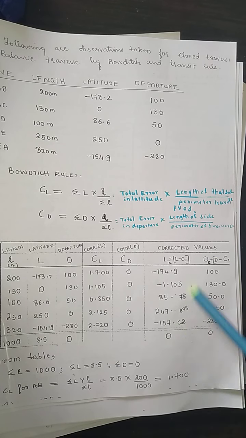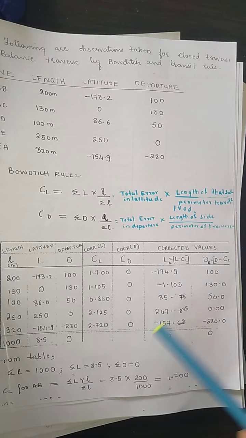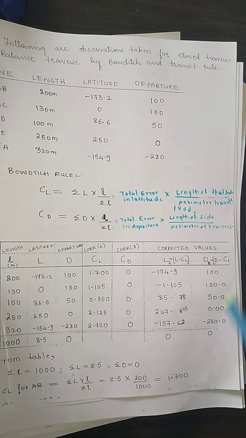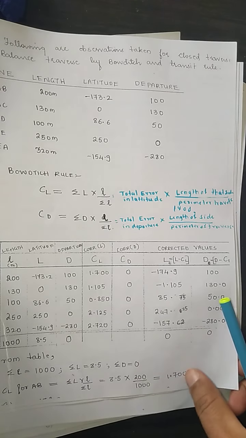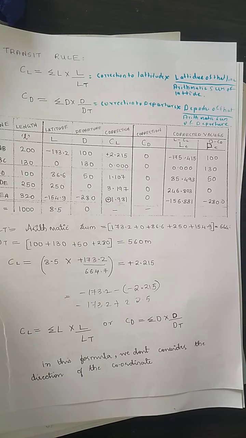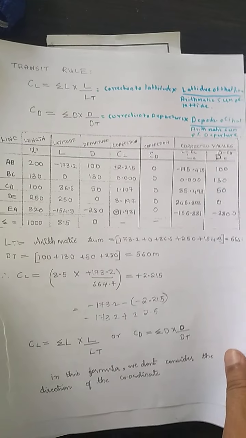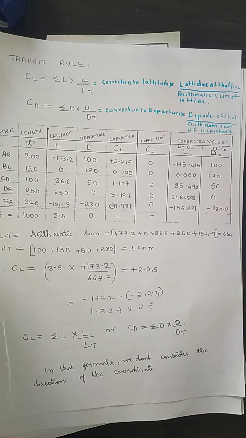Then you are going to add it. Now the corrected values, if both are coming equal to 0, then you have done the correction. Okay, then your problem is over by using the Bowditch rule, right? Now we are going to solve the same problem by using the transit rule.